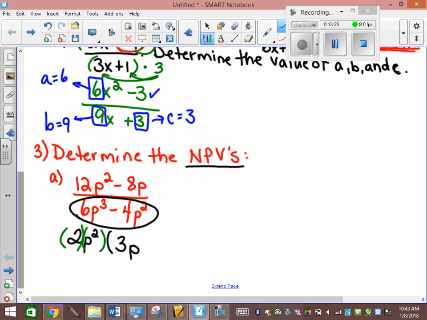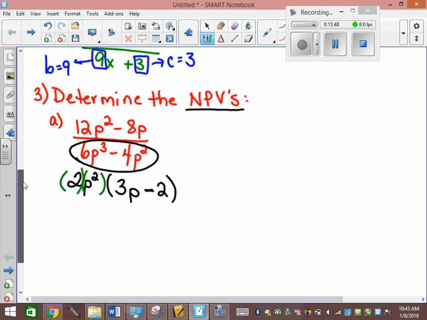So 6p cubed take out of 2p squared is 3p, minus 4p squared divided by 2p squared is 2. So now I have all these things in their own brackets. Why is the 3p and the minus 2 not in their own separate brackets? Because they're together. Because they're attached by a negative sign, a subtraction sign. Okay, so I go to state NPVs. 2, can it ever be 0? No, it's 2. Okay, so this isn't going to get me an NPV. Nothing. I don't get anything from that.